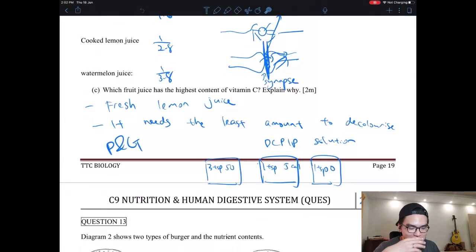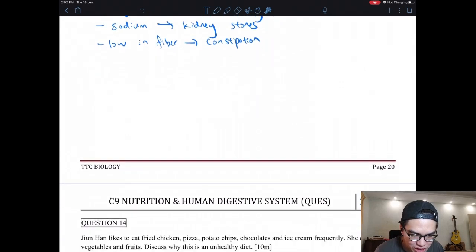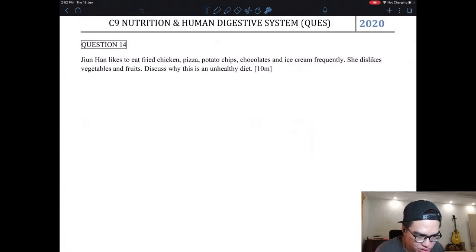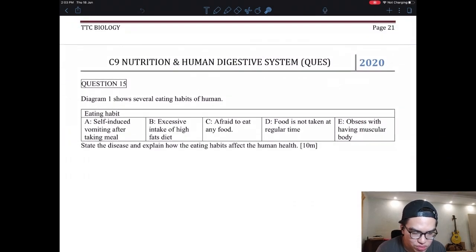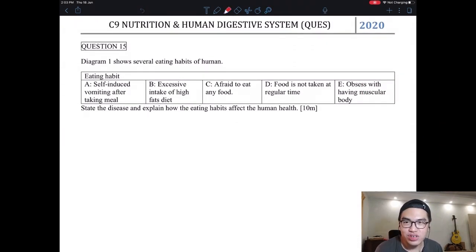Alright, so let's look at the exercise. We have done this. So let's look at question 14. Should we look at the essay question? No, let's skip this. If we have time later, maybe we will. Oh, eating habit. We have another essay question, so no choice, we have to do this.